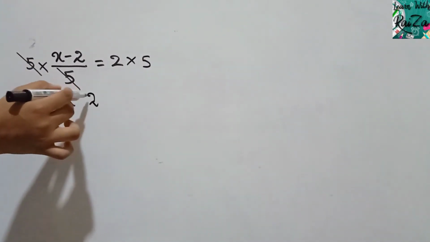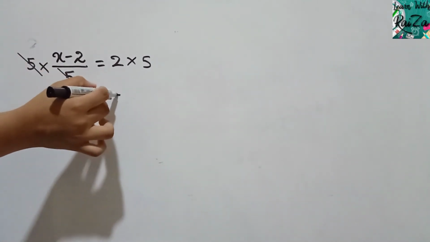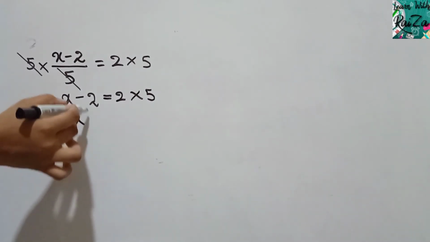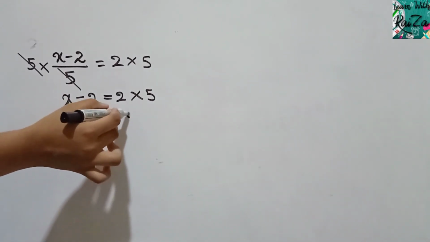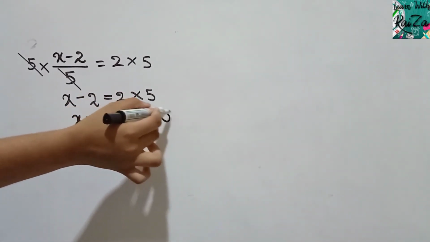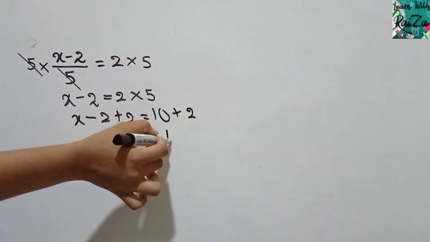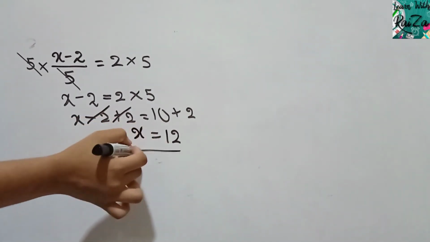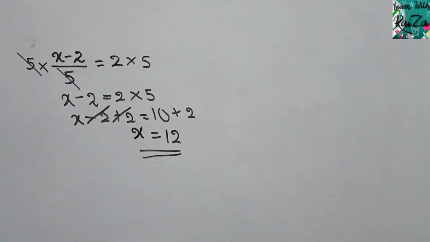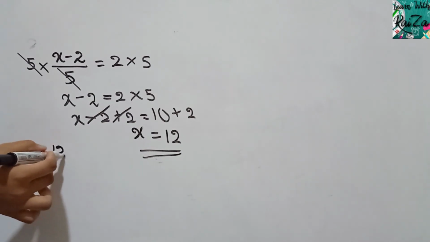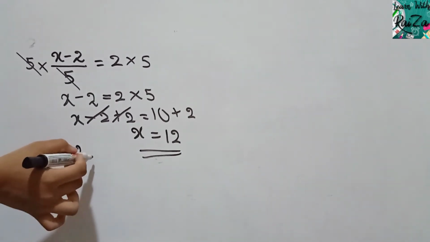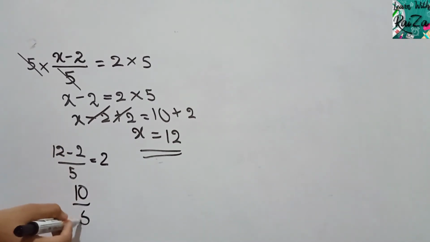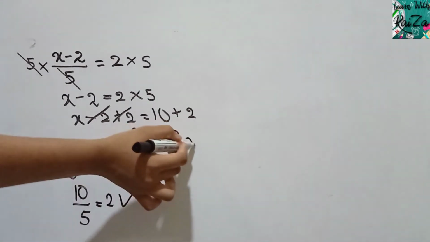x becomes isolated with negative 2, still not completely. So to remove negative 2 from both sides, you can add 2. 2 times 5, 10. 10 plus 2, that is 12. Here negative 2, positive 2 cancel and x is equal to 12. So that is the value of x. So we can substitute and let's check the answer. 12 minus 2 over 5. Are we getting 2? 12 minus 2, 10. 10 divided by 5, that is 2. So our answer is correct.